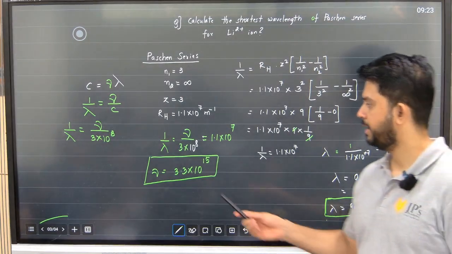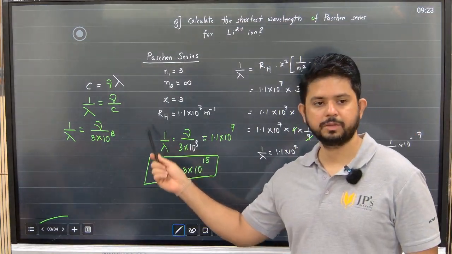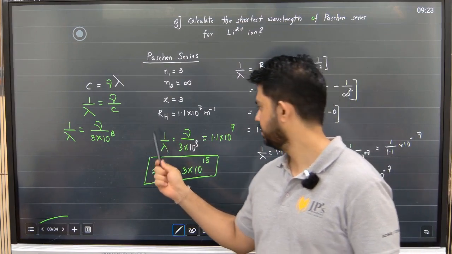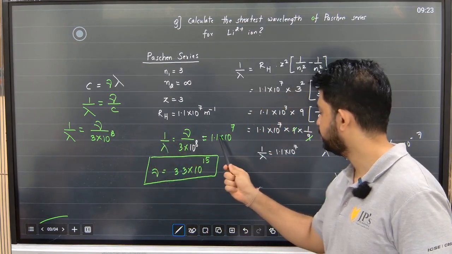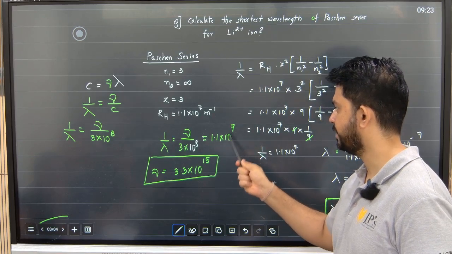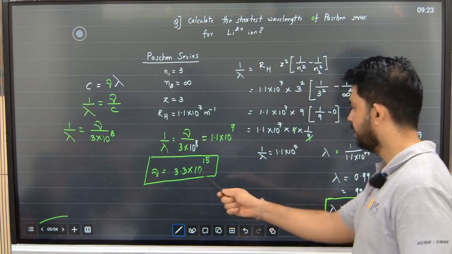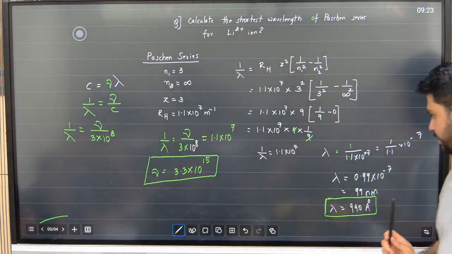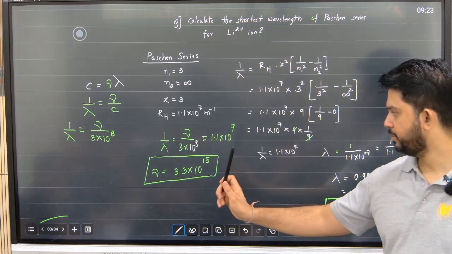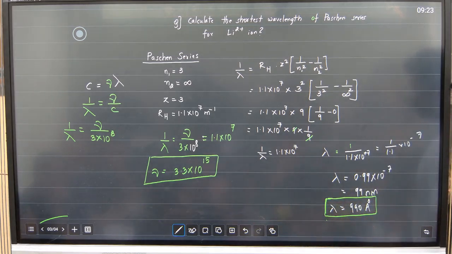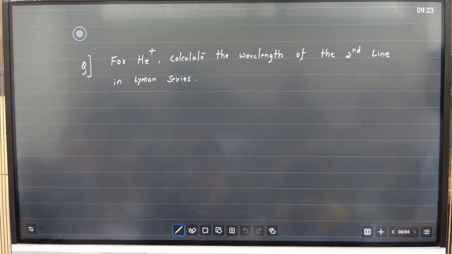Chalo. I made a small mistake here while substituting the value of 1 upon lambda. The value of 1 upon lambda I substituted as 10 raised to minus 7. So please see the correction here carefully. The approximate frequency should be somewhere around 3.3 into 10 raised to 15, and the approximate wavelength value we should get is somewhere around 990 angstrom. Chalo, let's go to the next one.